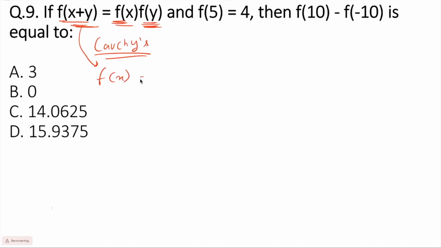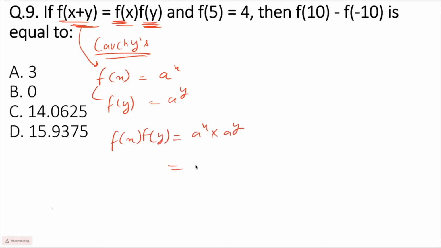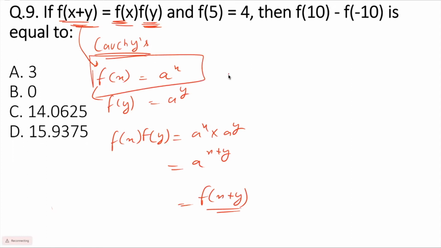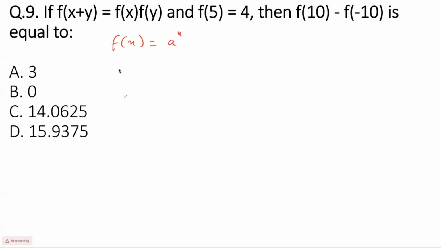If you take f of x is equal to a raised to x, and if you take f of y, you will get a raised to y. When you multiply them both, you have f of x into f of y is a raised to x into a raised to y. That's a raised to x plus y. That's nothing but f of x plus y, right, guys? So the function in your question is a raised to x. And now things are very simple, guys. When you put x is equal to 5, you're going to get f of 5 is equal to a raised to 5, and f of 5 has been given to us as 4. So a raised to 5 is equal to 4.